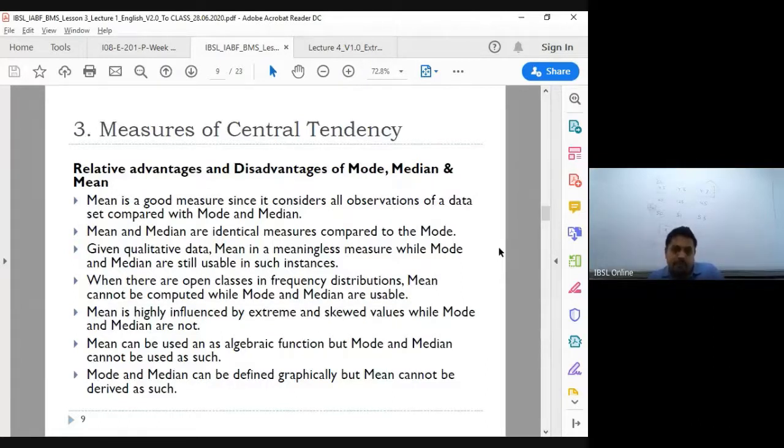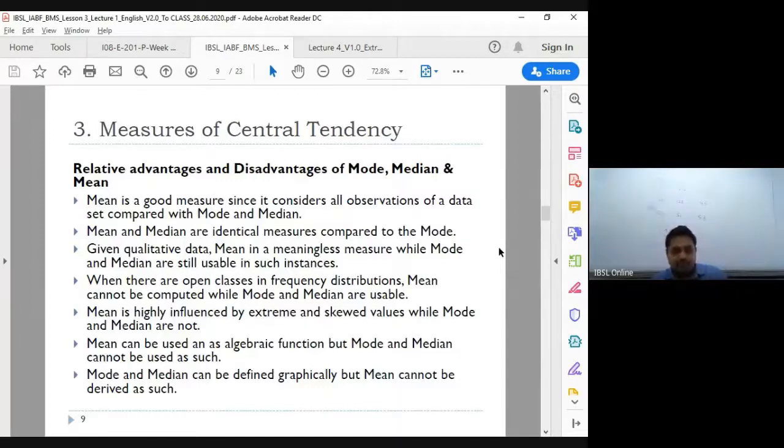Second point, mean and median are unique measures compared to mode. What do you mean by the word unique? That means it's a single number, unlike the mode. The mode could have the same number representing different instances in a given data set. In a class example, like 3 sevens, versus you come up with a mean of 17.5. 17.5 is a unique number, whereas if you look at mode, you could have multiple instances.